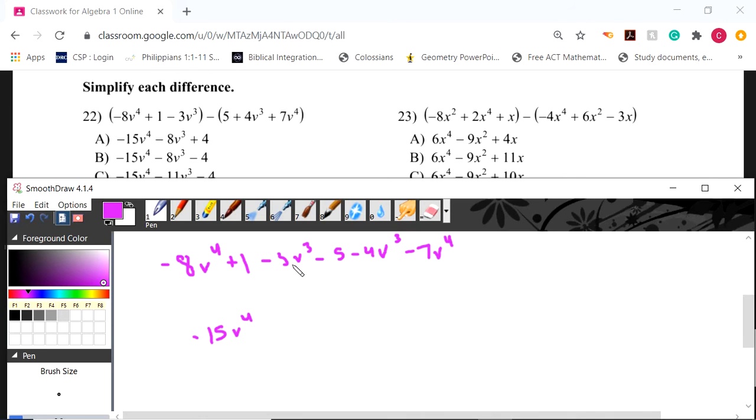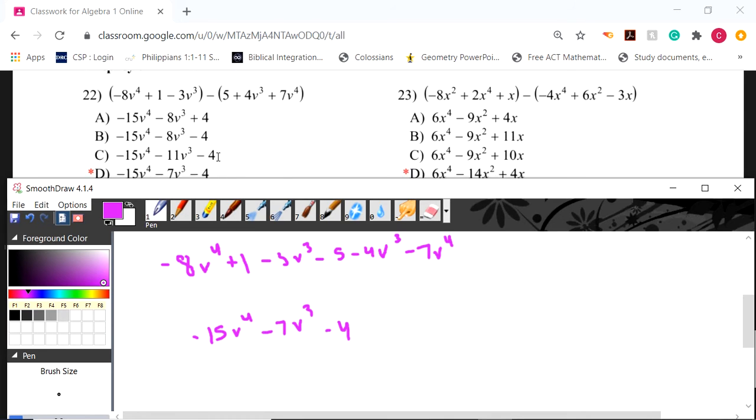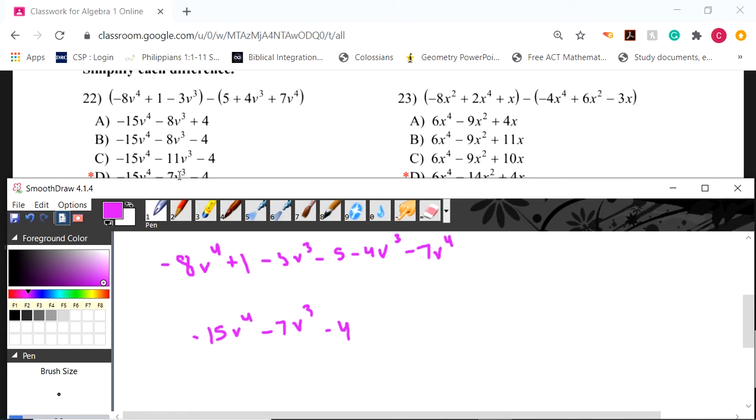And then you look at your v cubeds. So I got negative 3v^3 minus 4v^3, which is minus 7v to the third. And then you got 1 minus 5, which is minus 4. And that's why we have D as the answer there.